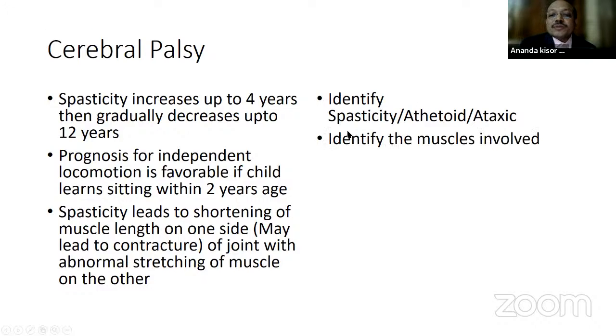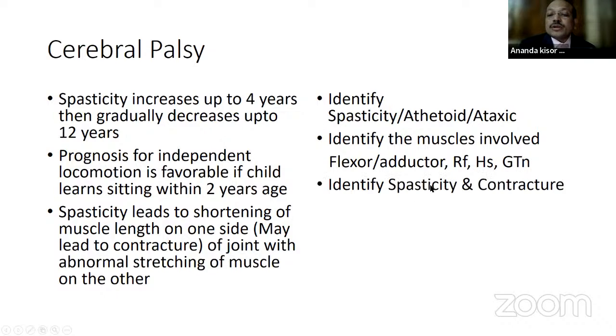So we have to identify the muscles involved. Basically, they are the two-joint muscles. They are involved, like flexors, the iliopsoas muscles, adductors of the hip, rectus femoris, hamstring, and the gastrocnemius. So basically, all the muscles are two-joint muscles. They cross two joints. Then next is how to identify the spasticity and the contracture. Another OSCE will be there, so I will discuss the difference between the spasticity and the contracture.